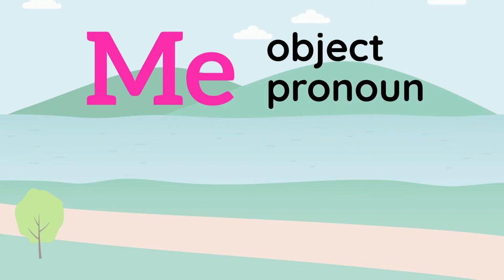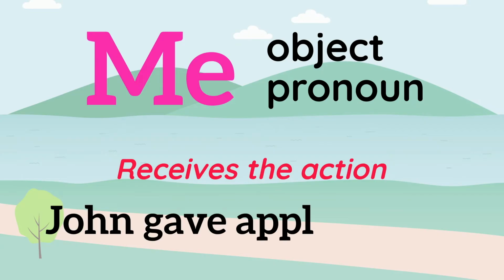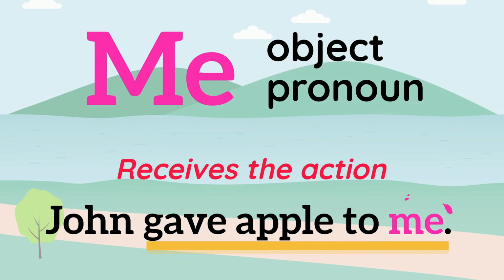Me is an object pronoun. It receives the action of the sentence. John gave the apple to me. Me receives the action from John.